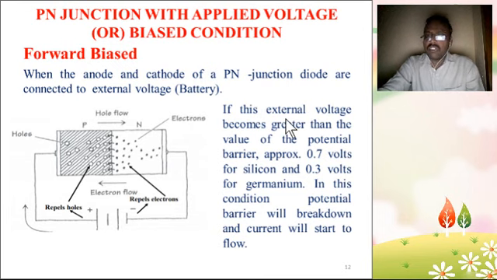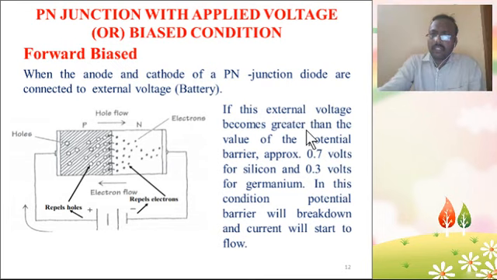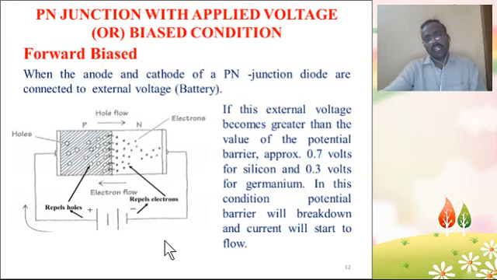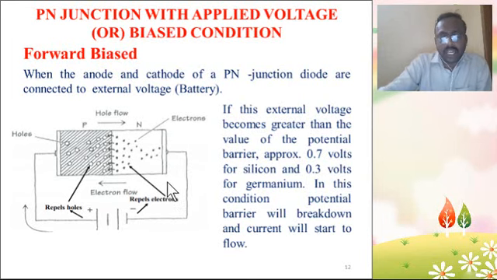If the external voltage becomes greater than the value of the potential barrier, approximately 0.7 volt for silicon and 0.3 volt for germanium, the potential barrier will break down and the current will start to flow, because the electrons and holes move freely from one side to the other. So the conventional current flows opposite to the direction of the electrons.